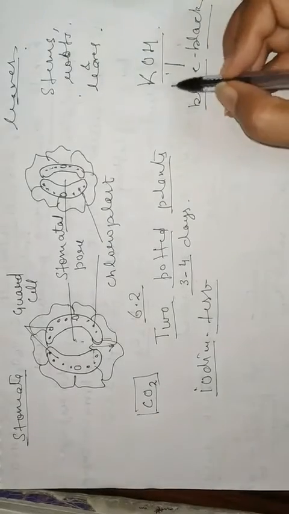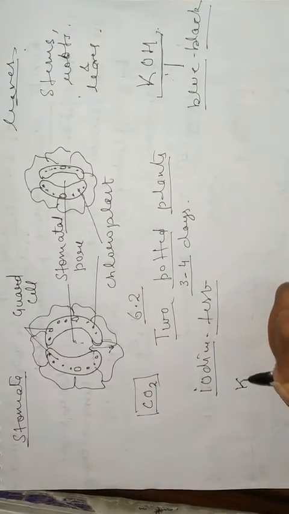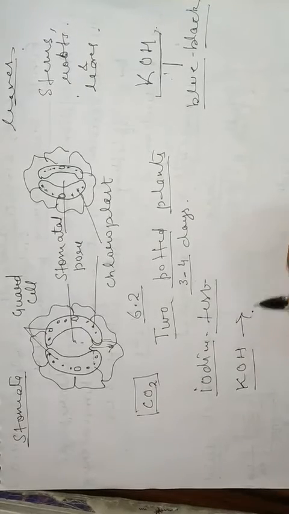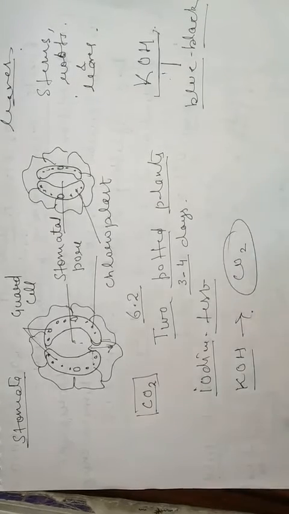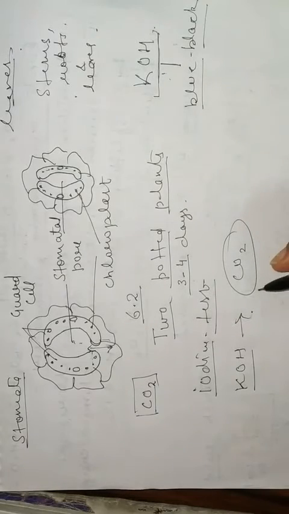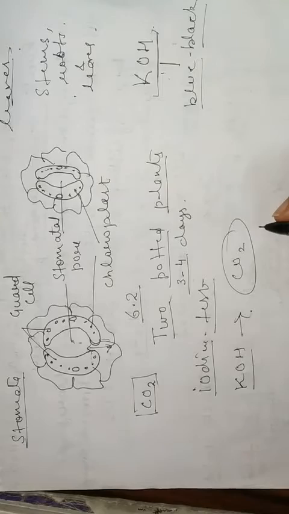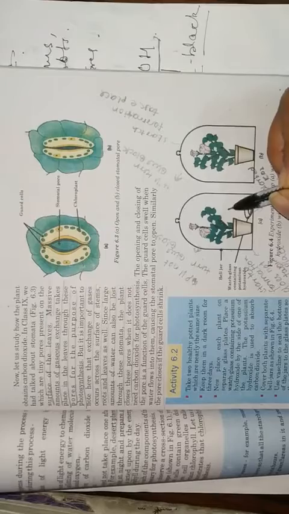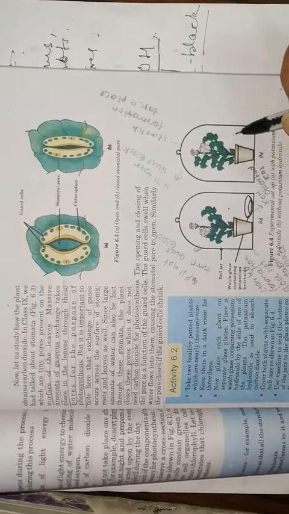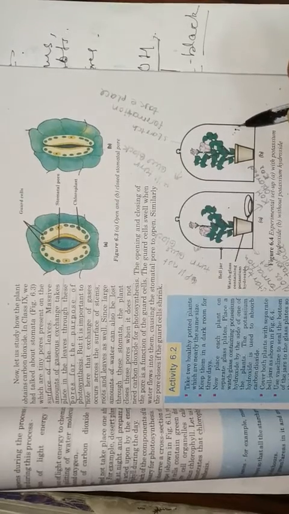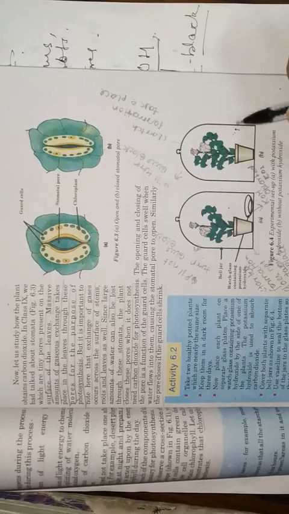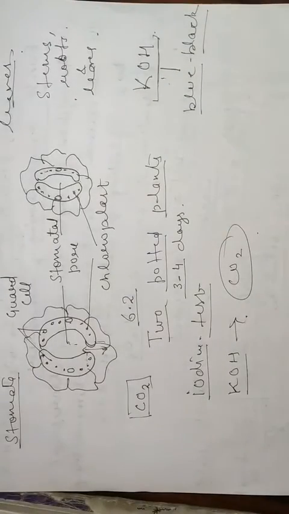The important thing is KOH. What does KOH do? KOH absorbs the carbon dioxide present in the jar, so that no photosynthesis takes place in the first potted plant. No photosynthesis takes place in this. And in the other case, the iodine test showed that photosynthesis takes place. It shows carbon dioxide is necessary for photosynthesis.